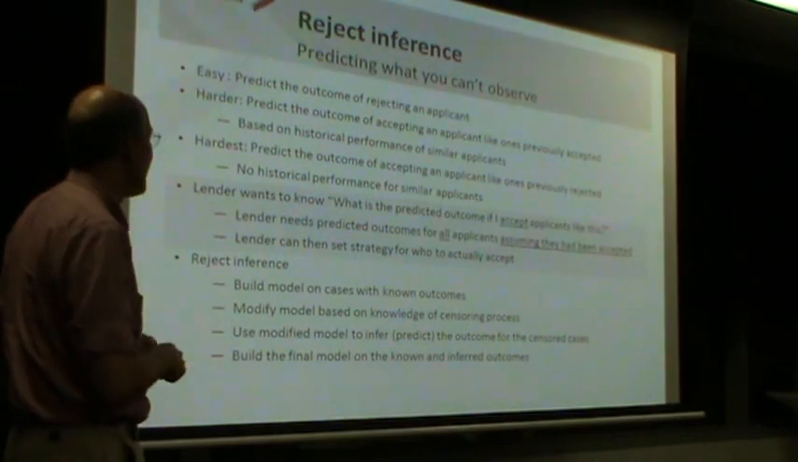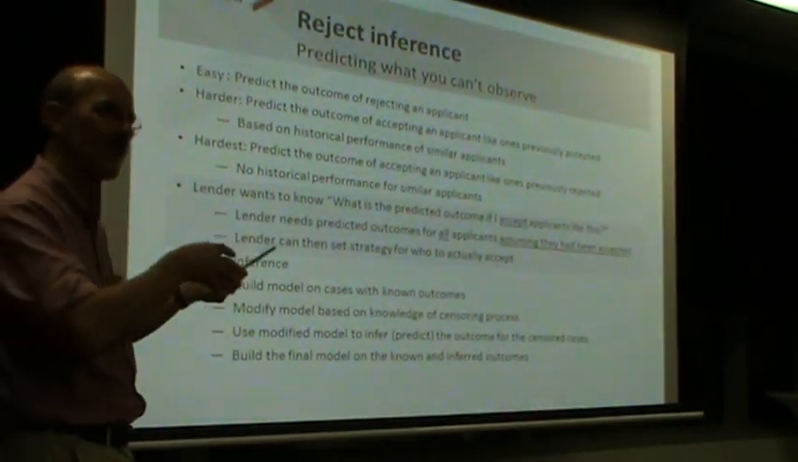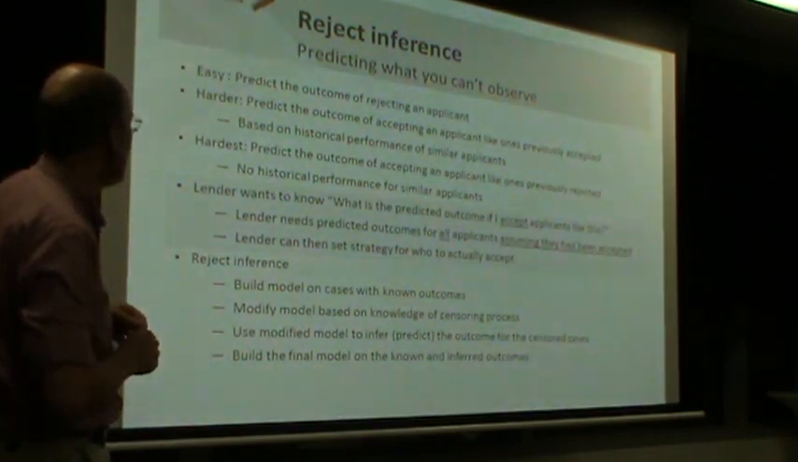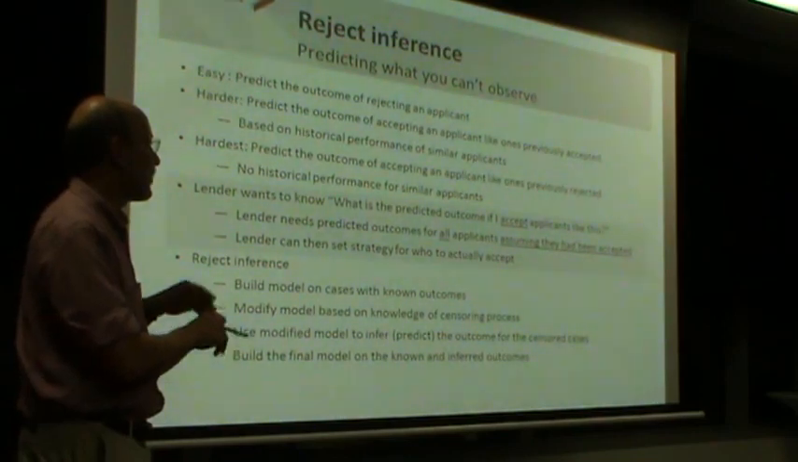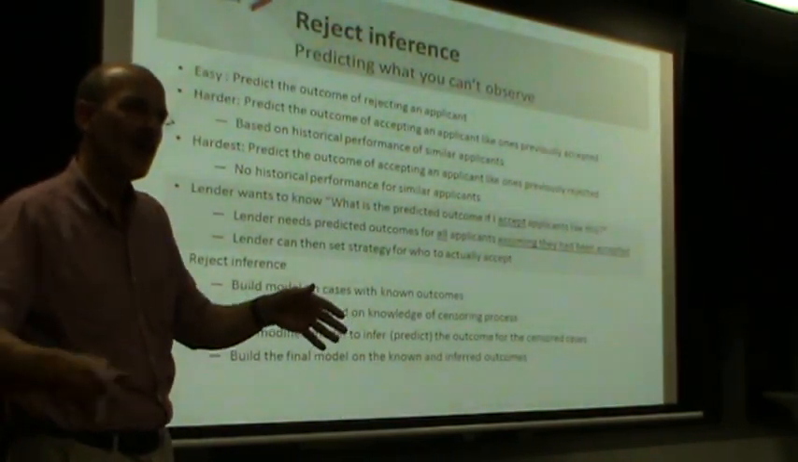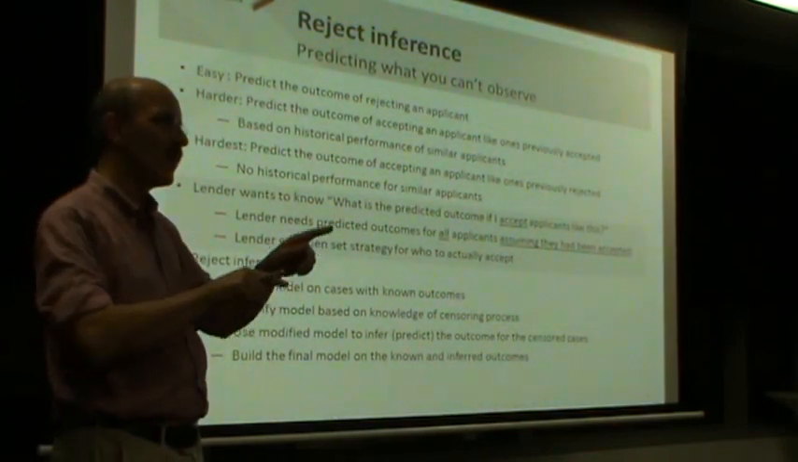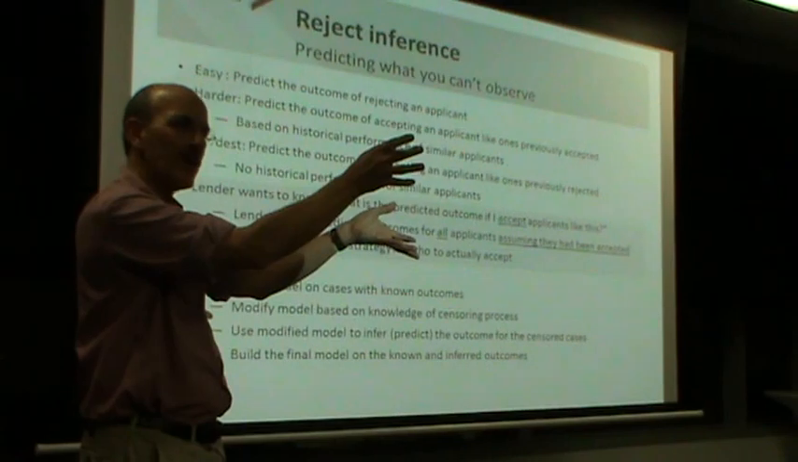Well, they may have not. So we've got no historical performance information on people who are similar to your current applicant. So what the lender wants to know initially is, what's the predicted outcome if I were to accept absolutely everybody. So then on the basis of that, they can say, well, I can see that this group of people over here is unprofitable if I were to accept them.